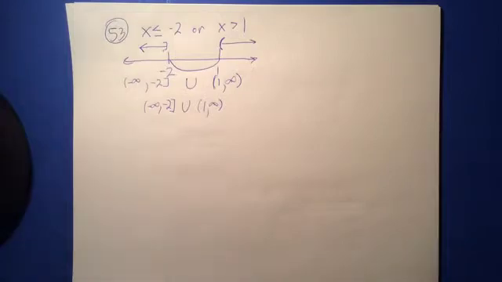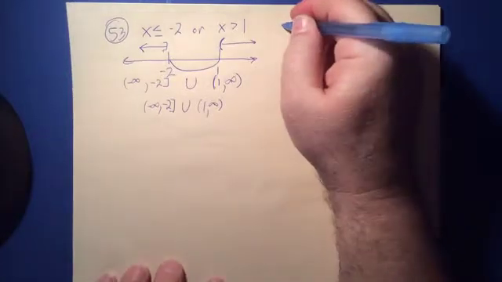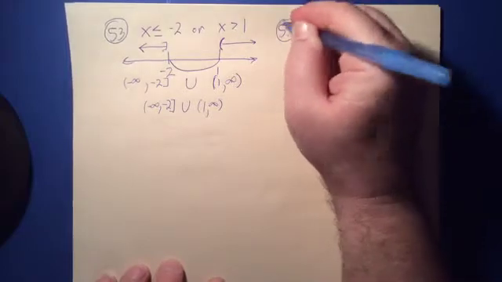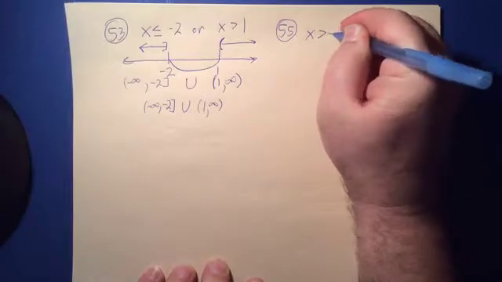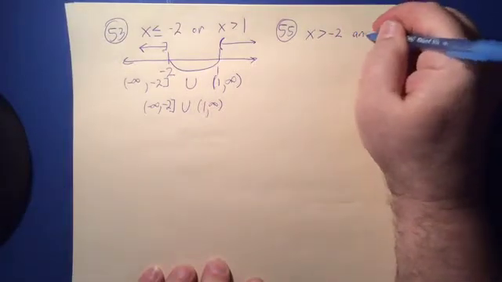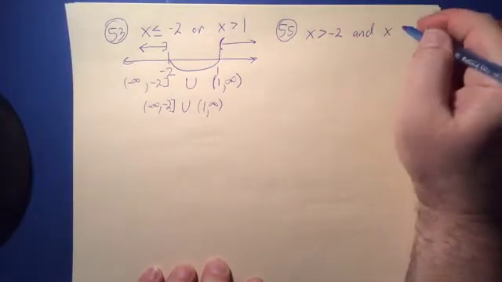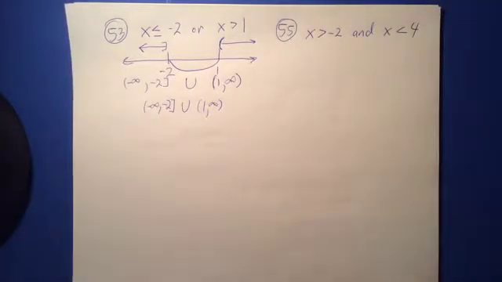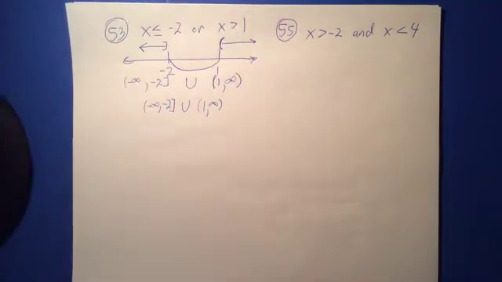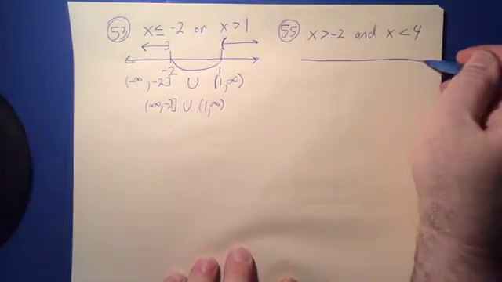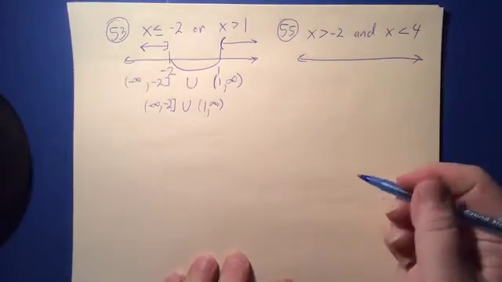Let's go ahead and take a look at one that involves an and, and that's going to be number 55. So we have the values of x is greater than negative 2 and x is less than 4. So we're looking for values of x that satisfy both conditions, not values that satisfy one or the other only. So what we're going to do here is put this on a number line, and let's see what this looks like.